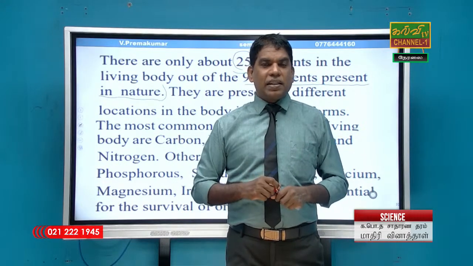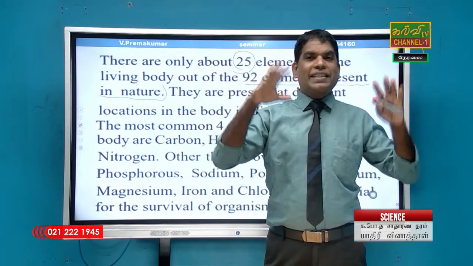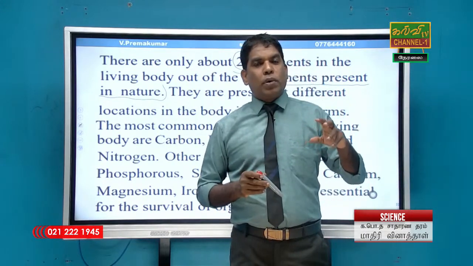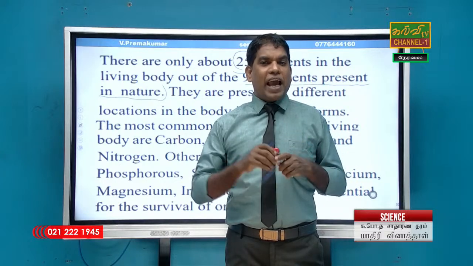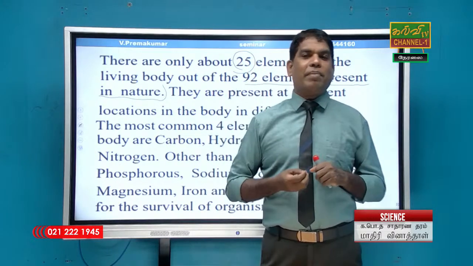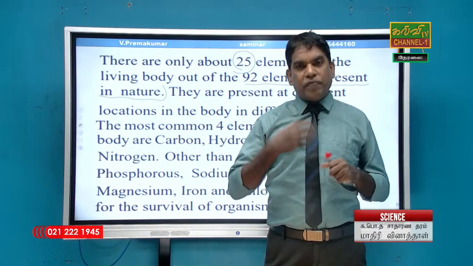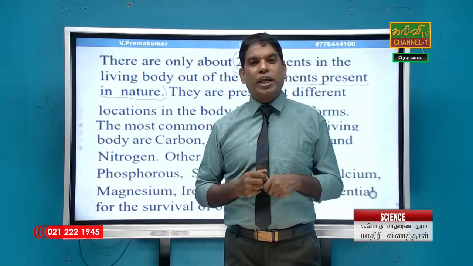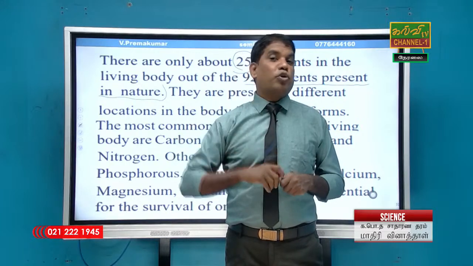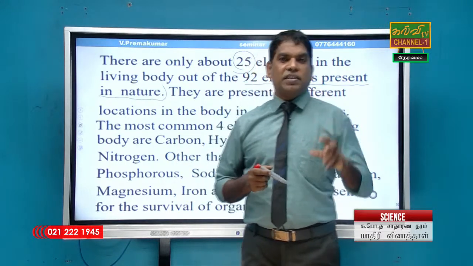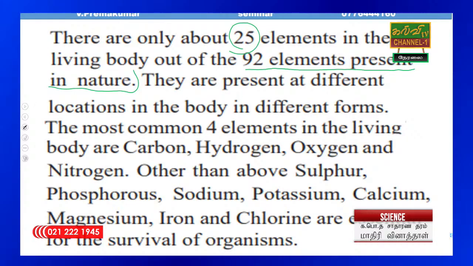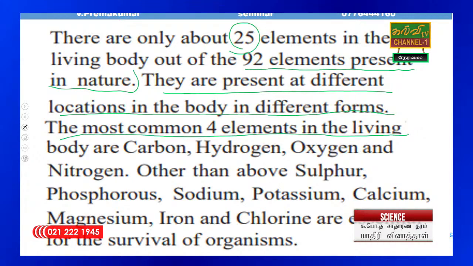But here they said there are 92 naturally existing elements, but in our body they have found about 25 important elements. To construct or build our body, it depends on about 25 elements which are necessary for constructing it. They are present at different locations in the body in different forms. The most common 4 elements in different forms.